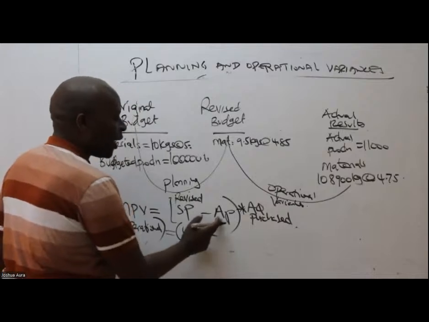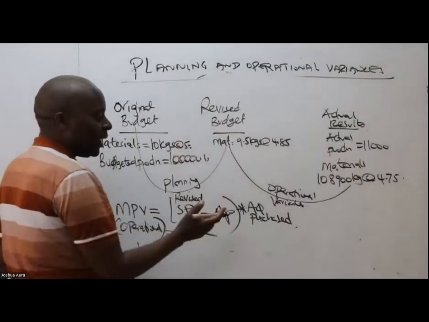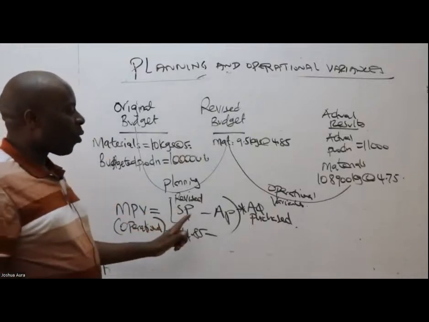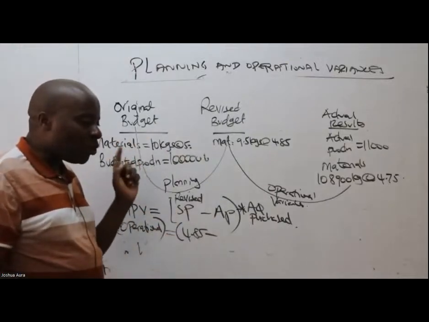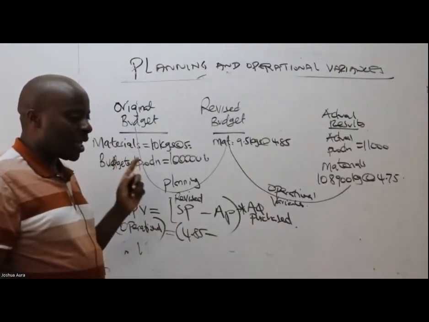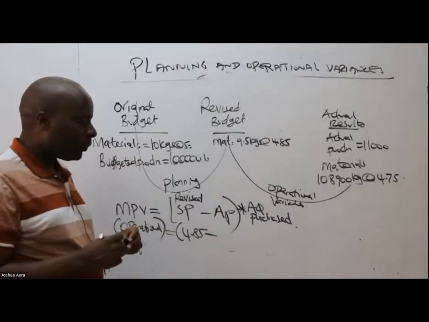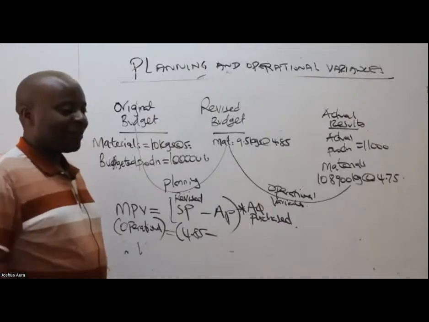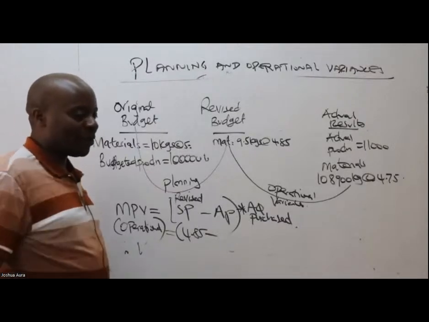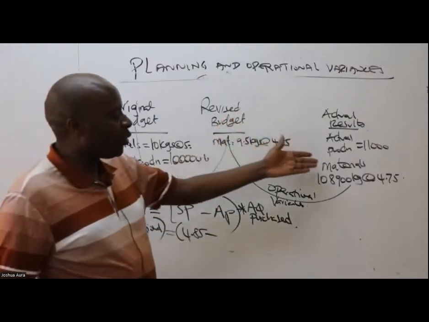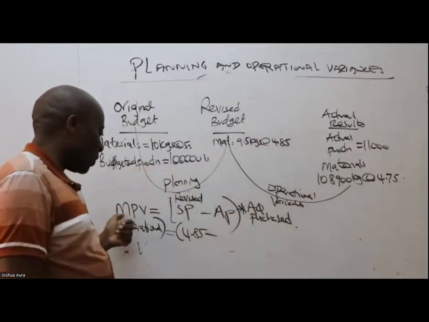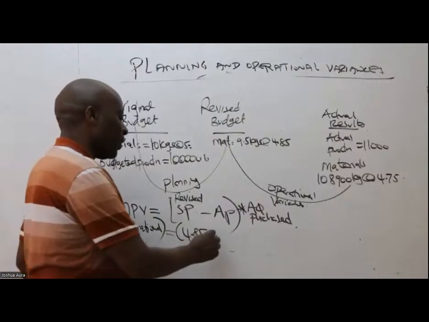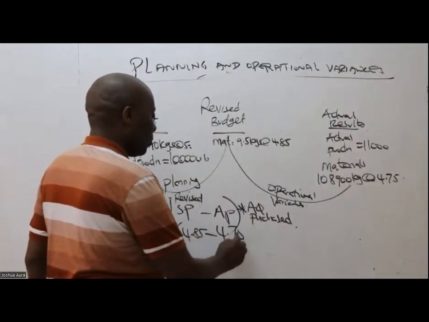Now throw your eyes to the actual results and give me the actual price. Remember that this is standard price per unit, and this has to be actual price per unit. Is there anybody who is able to see the actual price per unit from the actual results? Yes, the actual price of materials here is 4.75, sorry, 4.75.